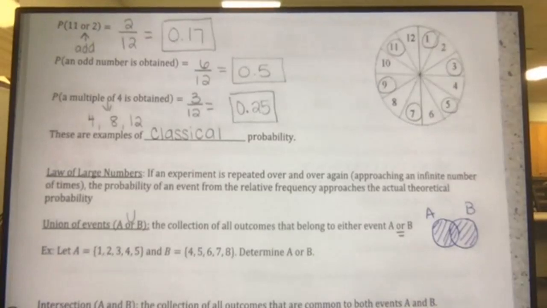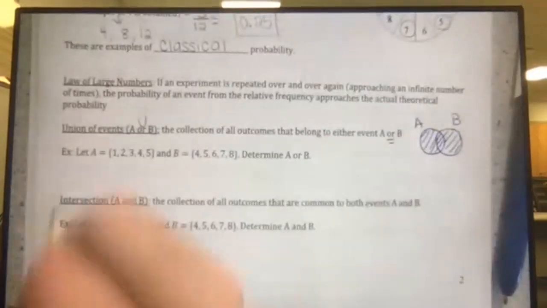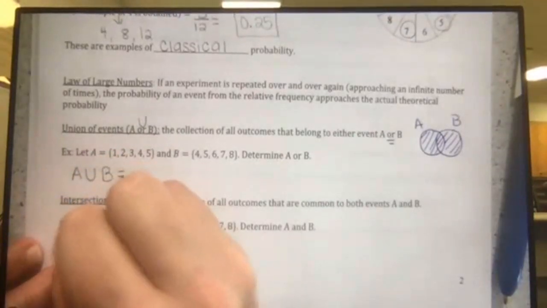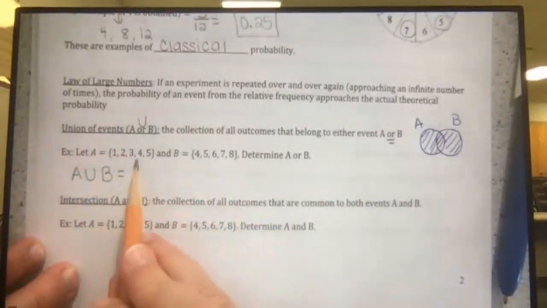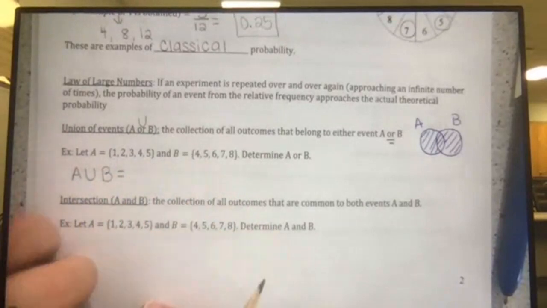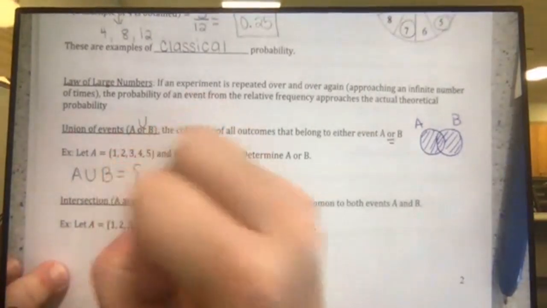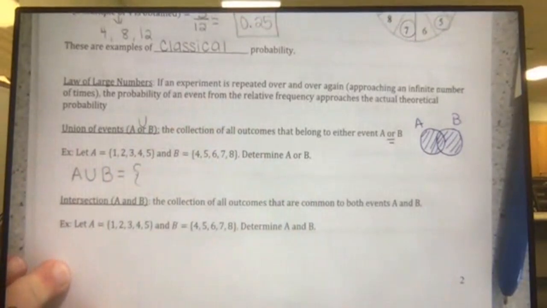So our example says, let A be 1, 2, 3, 4, 5, and let B be 4, 5, 6, 7, 8. Determine A or B. So A or B. Notice that we have curly brackets around it. Curly brackets just means it's a set. Like that's our answer. There's nothing more, nothing less. It kind of is like parentheses and groups our answer together. So let's keep it in our nice little curly brackets. Don't judge my brackets.